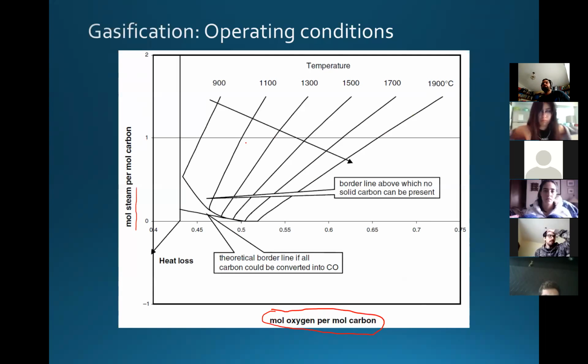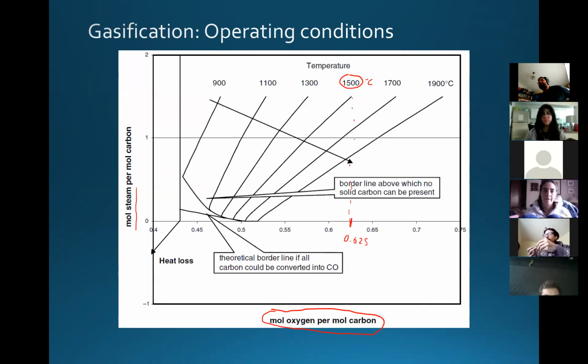For example, we saw that we can obtain a lot of CO and hydrogen using 1500 Celsius. So if we want the highest amount of steam, we can obtain it using, let's say, 0.625 moles of oxygen per mole of carbon. So with this plot, we can tune the amount of oxygen that we inject.